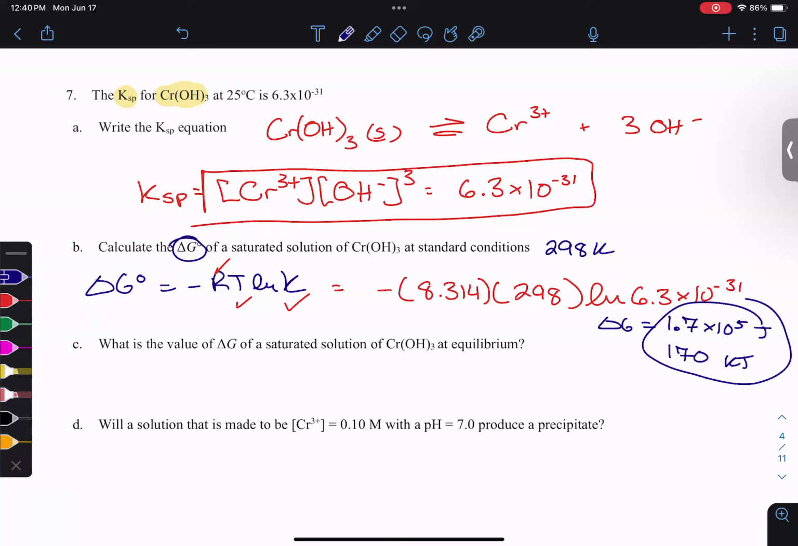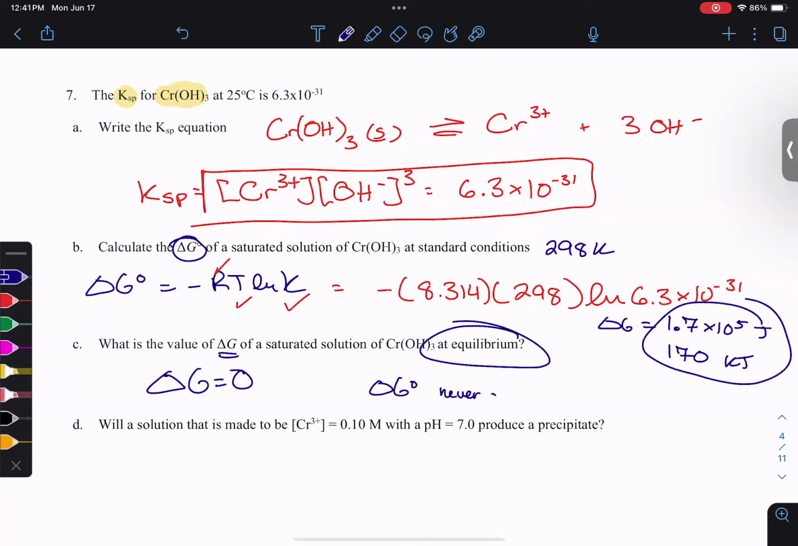Okay, so what is the value of delta G of a saturated solution of chromium hydroxide at equilibrium? This is kind of a trick question. The trick is I say at equilibrium, and note it's delta G without the naught. If we're at equilibrium, is the reaction going to shift to the left or the right at all? Nope, it's going to just stay there. So delta G is actually 0. It's happy there. But for a saturated solution, delta G naught is still the same number. It's a constant, a value at standard conditions. But if we're at equilibrium, we're not at standard conditions. So delta G naught never changes, but delta G, the push for this reaction to move left or right at these conditions, will be 0.